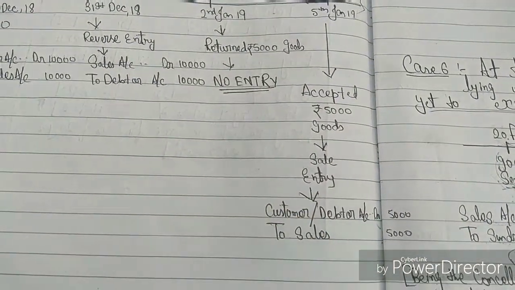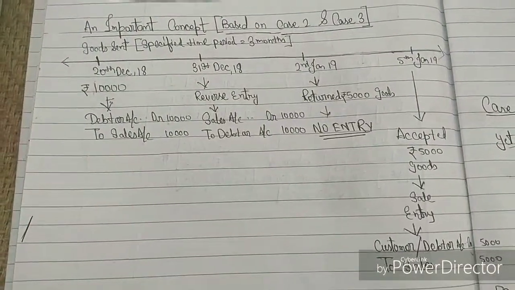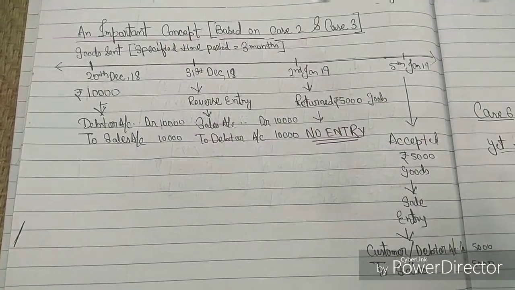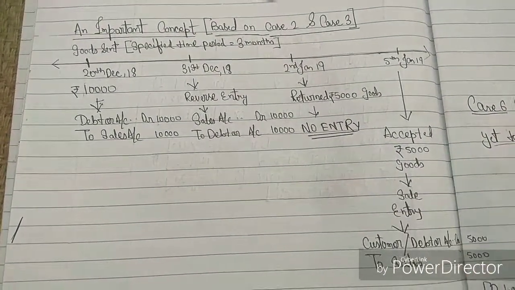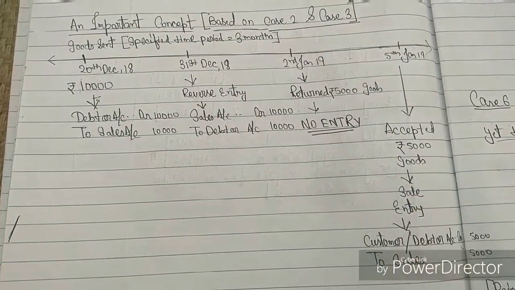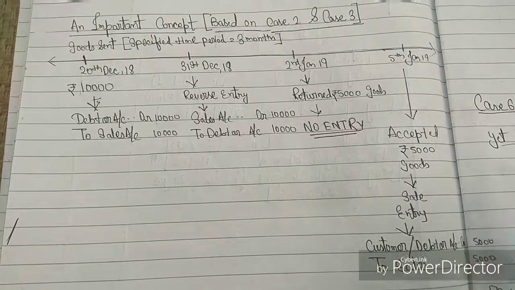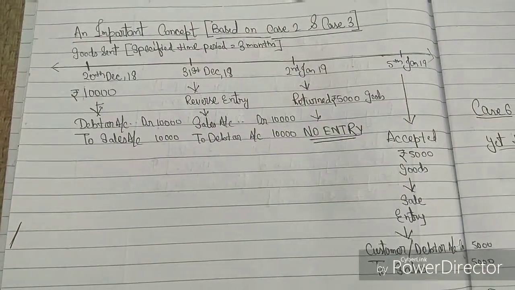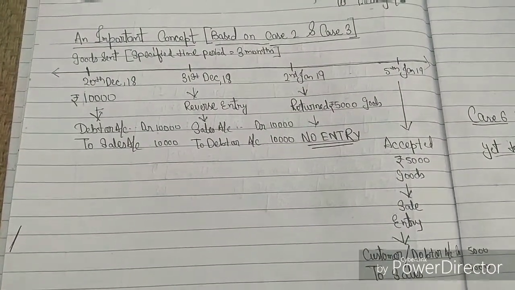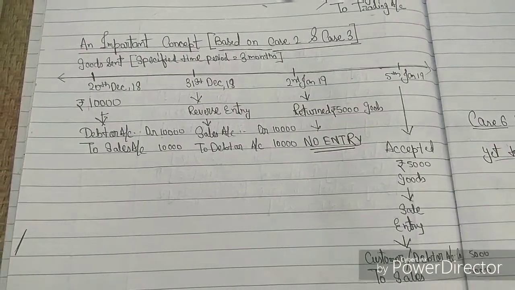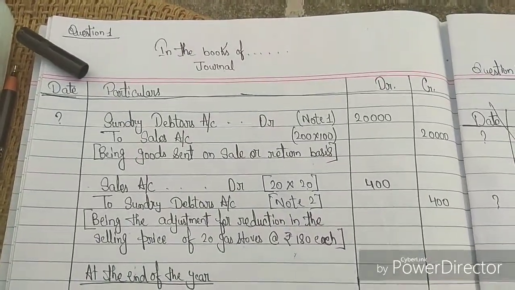Okay. So friends, in the first year when goods are accepted, no entry will be passed, and in the second year when goods are returned, no entry will be passed. So this is altogether opposite of each other. And in the second year when goods are accepted, then we pass a normal sale entry. So friends, after this we are going to do a basic question to implement the concept that we have learned. So till now you have seen the trailer, and now the picture will begin, and the question is on your screen.